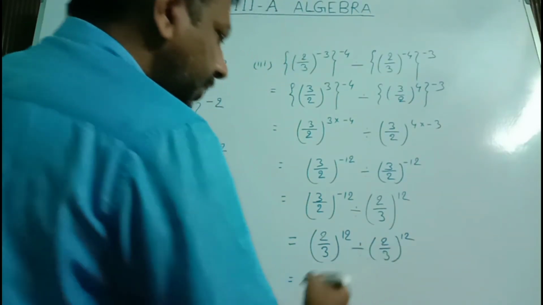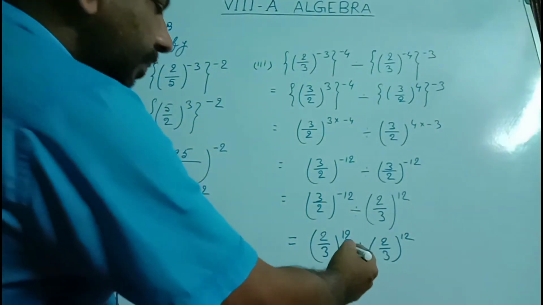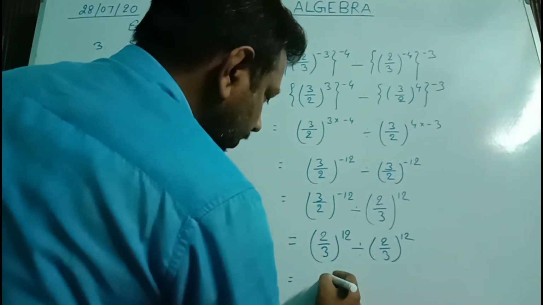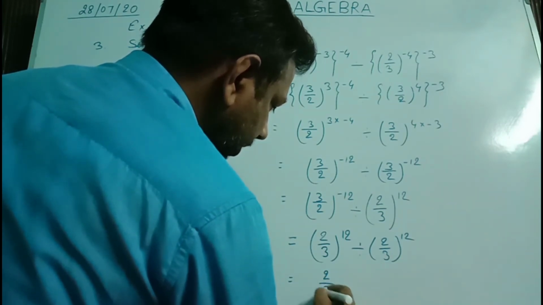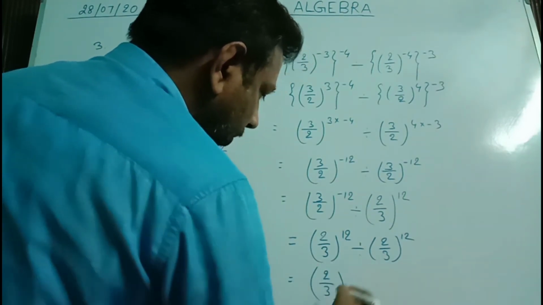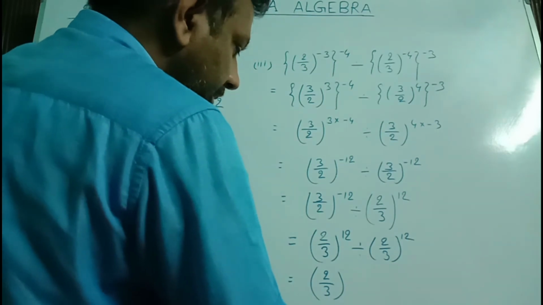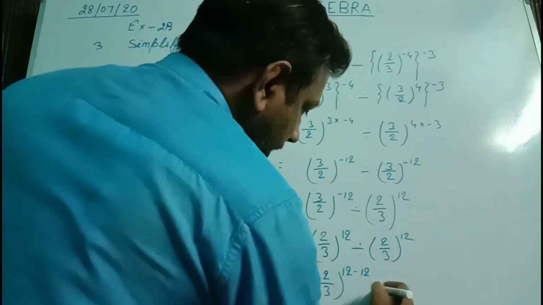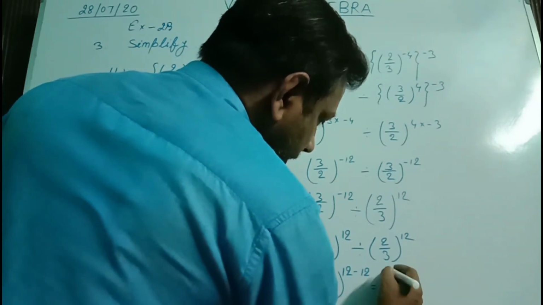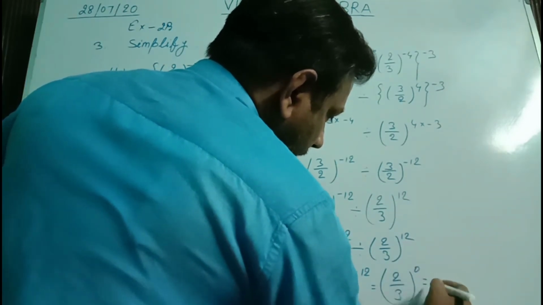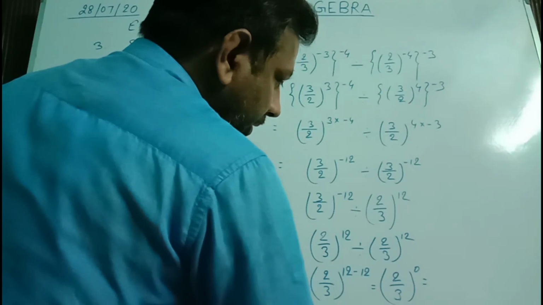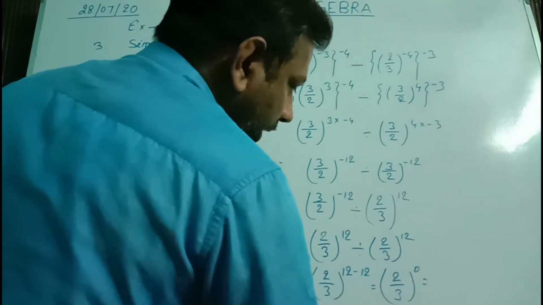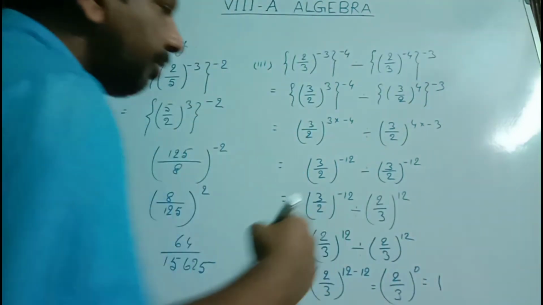Bases are same, that is 2 by 3, and the powers will be subtracted, that is the property of division. So powers will be subtracted, 12 minus 12, that became 2 by 3 to the power 0, and if power is coming 0 upon any number, that value will be equal to 1.